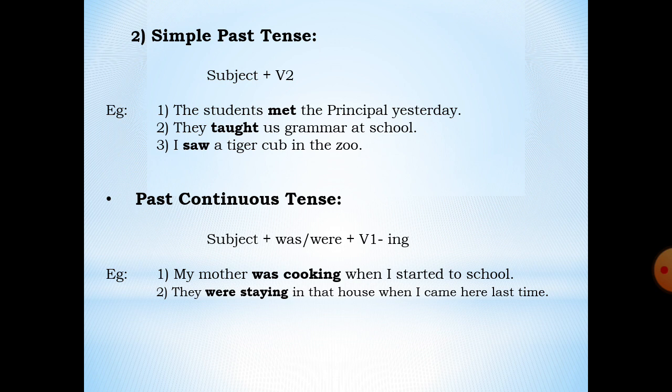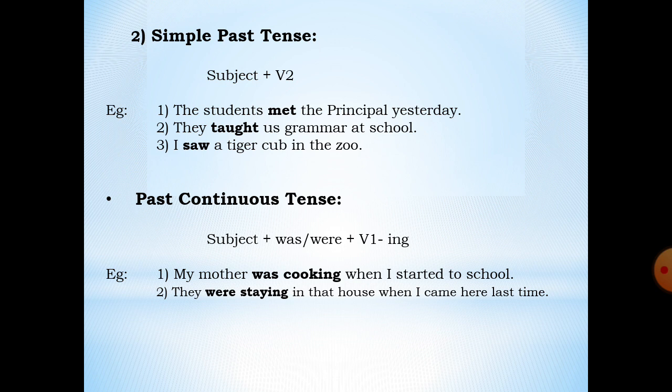See the examples. First sentence, my mother was cooking when I started for school. My mother is a subject, was is a helping verb which is there in the past tense. Cook, and ing is added along with the verb cook. Okay, so it became cooking. So it indicates that the sentence is in past continuous tense.